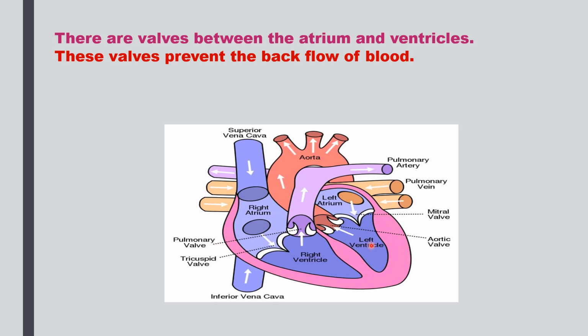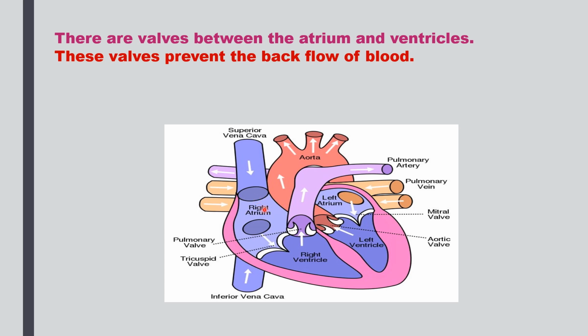Also, between the left ventricle and the aorta there is a valve, because the blood from the left ventricle will be carried by this artery called the aorta, so that the blood can be pumped to the different parts of the body. So once again there is a valve which is present between the left ventricle and the aorta, and the name of this valve is the aortic valve or aortic semilunar valve. So there are four valves which are present in the heart.